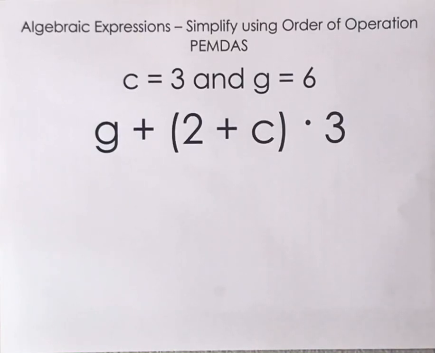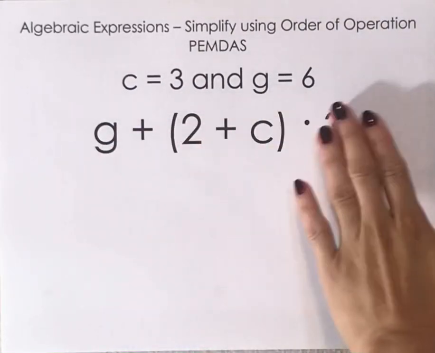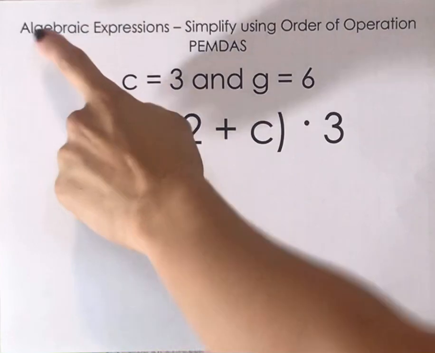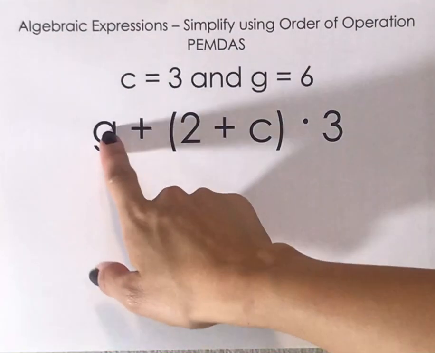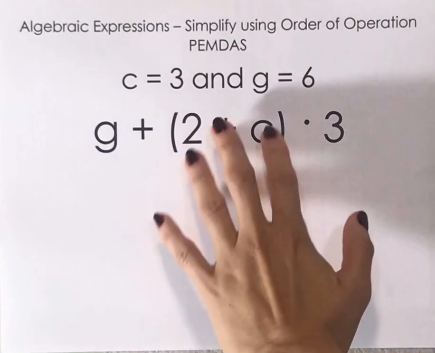Okay, we're going to solve algebraic expressions. Remember, an algebraic expression has no equal sign. An algebraic expression means that it's got letters. And remember, those letters are called variables. So we're going to simplify this.